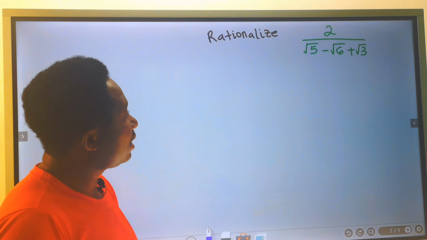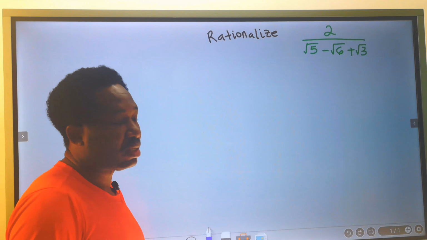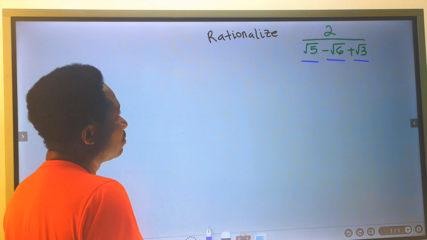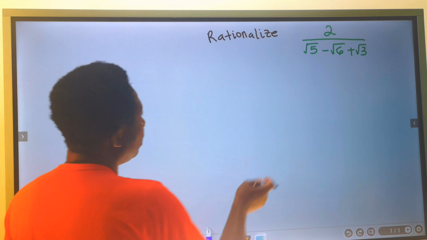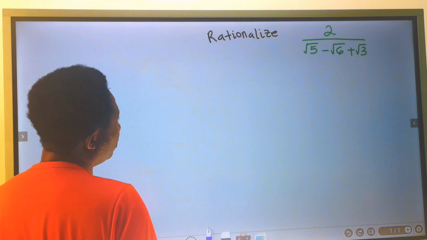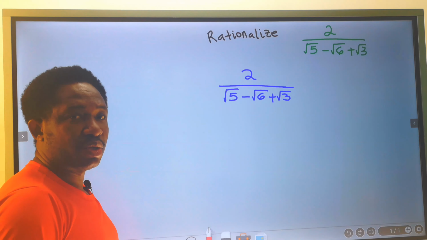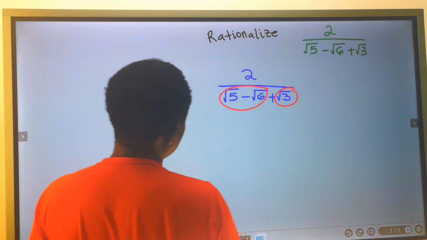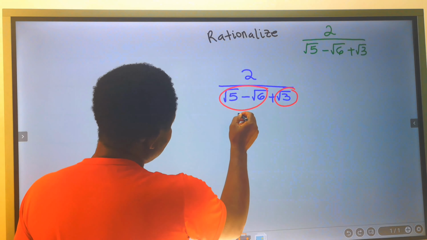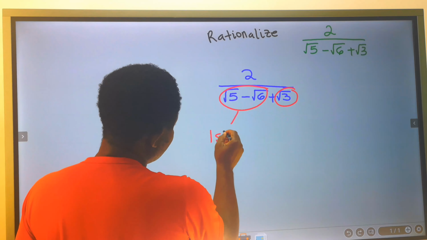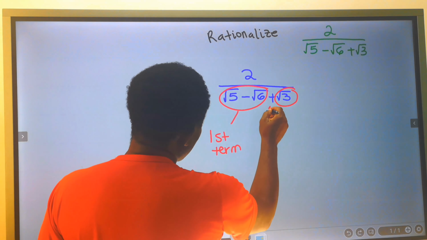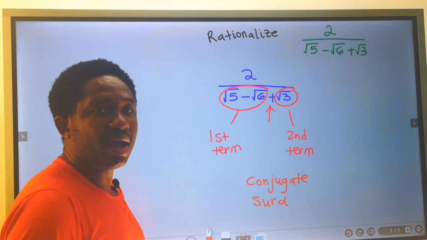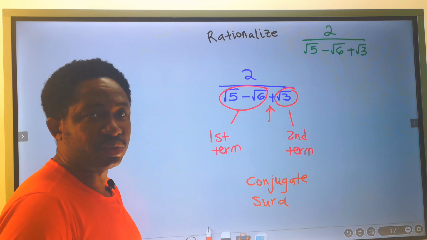Let's rationalize this trinomial surd, having 3 terms at the denominator. Step number 1, we're going to rewrite the given question. Step number 2, we're going to group the denominator into 2. The first 2 terms will become the first term, and after the operator we're going to have the second term. Now we have a conjugate binomial surd.